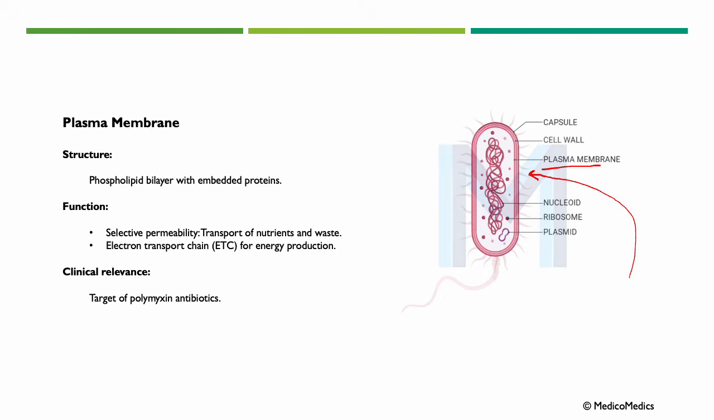Now, its structure: it's a phospholipid bilayer with embedded proteins. Its functions: selective permeability, so transport of nutrients and waste. Furthermore, as we mentioned, the electron transport chain is here for energy production. And why is this clinically relevant? Because it is the target of, for example, polymyxin antibiotics.